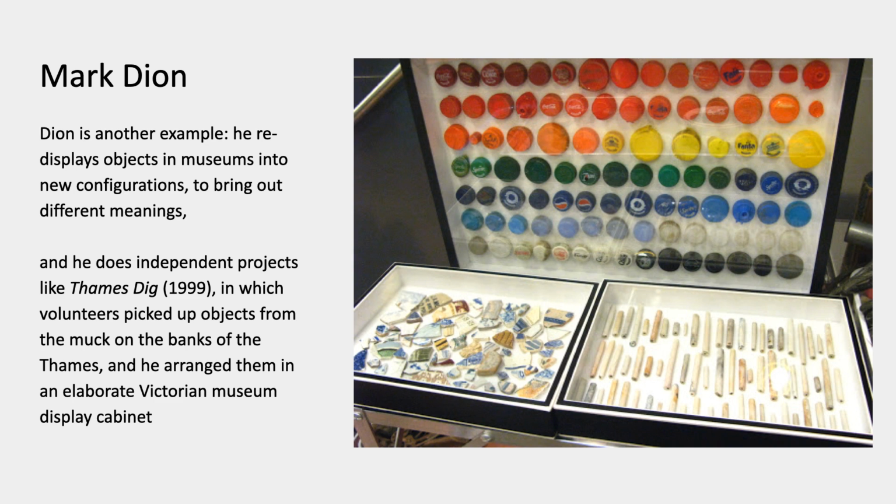This is a detail from a piece he did called Thames Dig, where he had a number of volunteers pick up objects from the mud on the banks of the Thames River in London, and then he arranged them according to different criteria, like up at the top, bottle caps by color, also by material and by size and so on. And then he put them all in vitrines, glass cases, in a very elaborate Victorian-style museum display cabinet, and showed it in a museum.